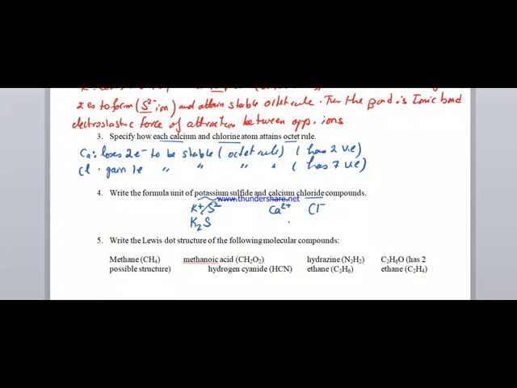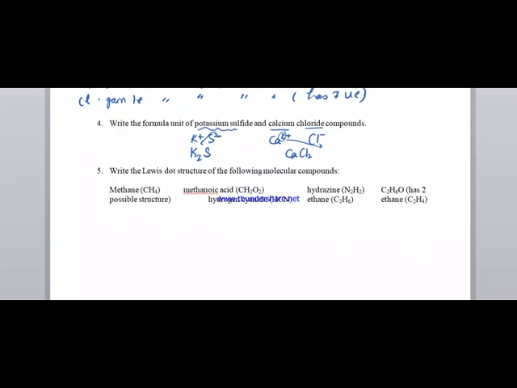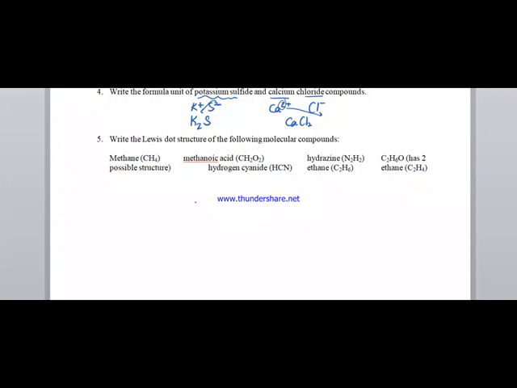So the formula unit is CaCl2 by using the criss-cross method. This 2 is written here for chlorine. In order to write the Lewis dot structure of the following compounds, for methane, we will use the Lewis dot symbols that are given at the beginning of this exercise.